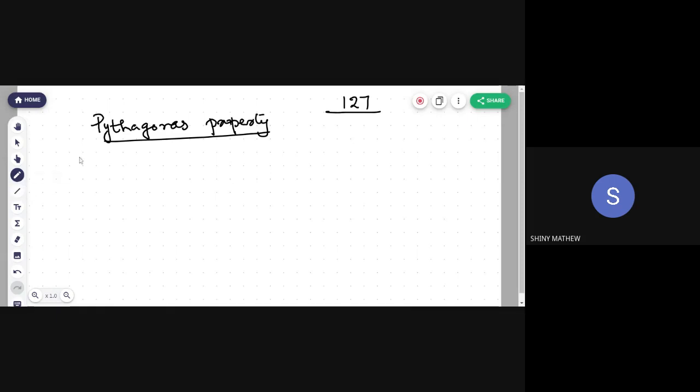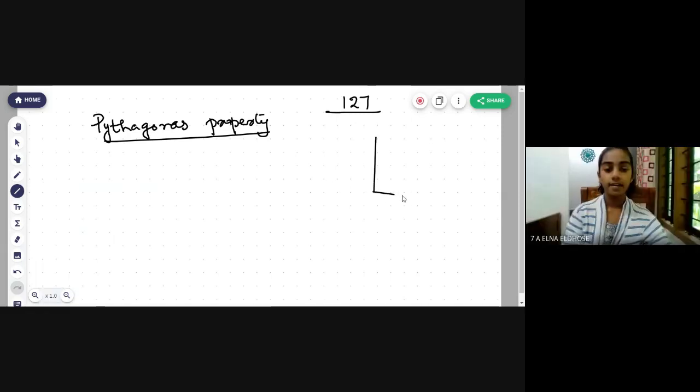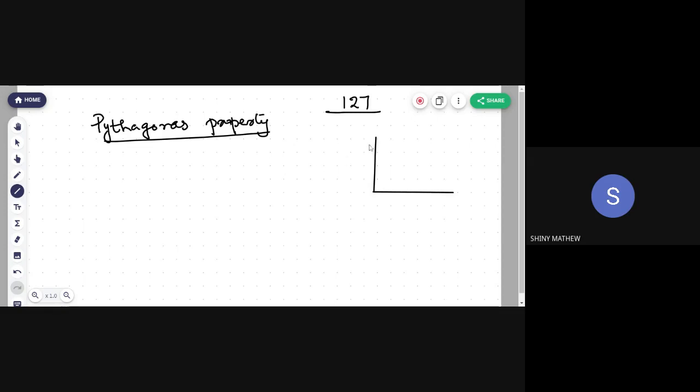This property is satisfied only in a right angle triangle, not in all other triangles. Okay, so what is a right angle triangle, you know? A triangle with a 90-degree angle. A triangle with one angle of 90 degrees is a right angle triangle.